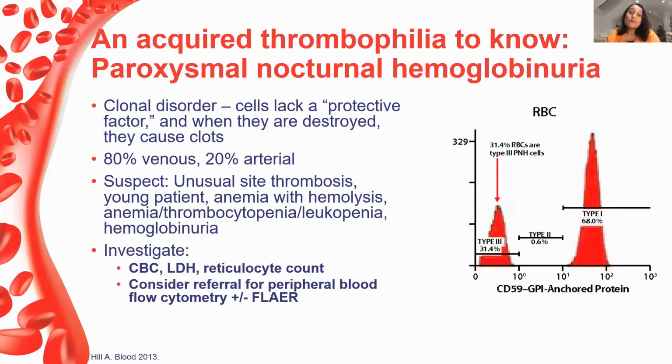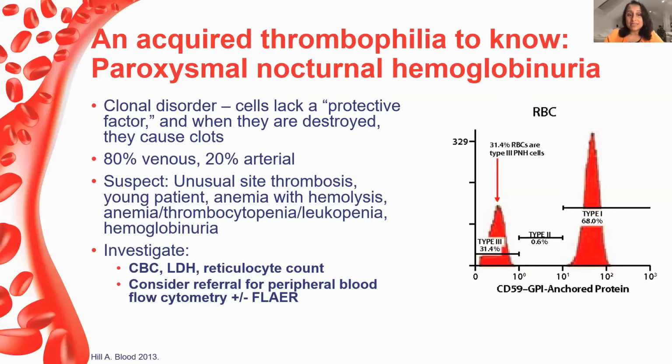The next acquired thrombophilia to know is paroxysmal nocturnal hemoglobinuria. Now, this is a clonal disorder of hematopoietic stem cells. These cells harbor mutations in a gene called PIG-A. So the cell is deficient in something called a GPI-anchored protein. GPI-anchored proteins do a lot of things, but one of the things they do is they're involved in blood clotting. They also protect red blood cells from getting destroyed in the body.